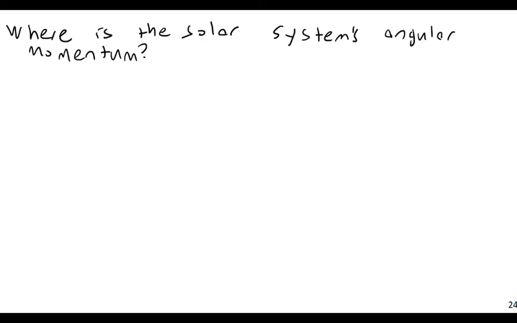First of all, where is all its mass? Almost all of its mass is, of course, in the Sun. That's like 99.9 something percent of the entire solar system's mass. You could throw all the planets into the Sun and the Sun would never even bat an eye. But the angular momentum, actually very little of the solar system's angular momentum is in the Sun itself.